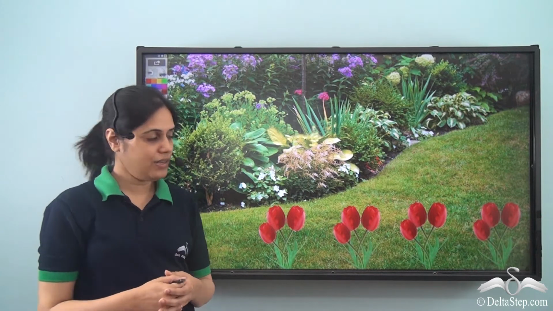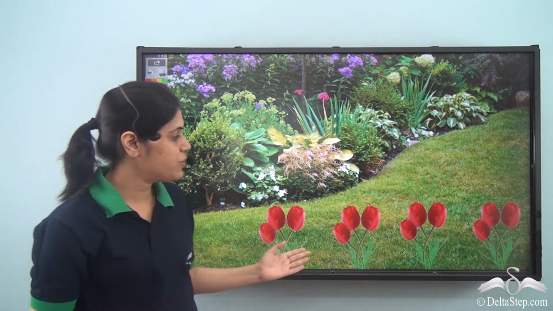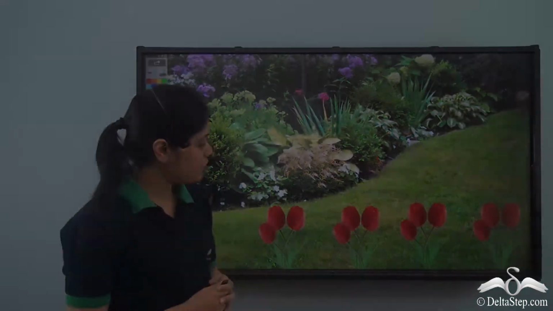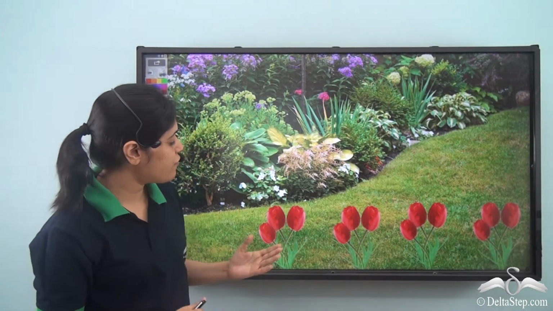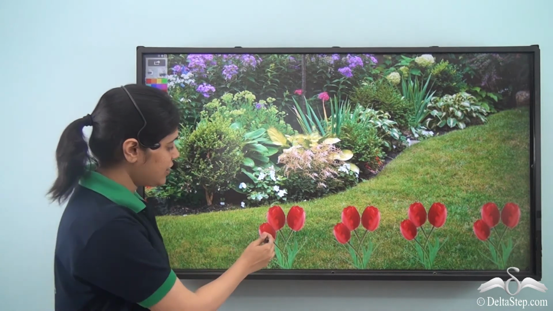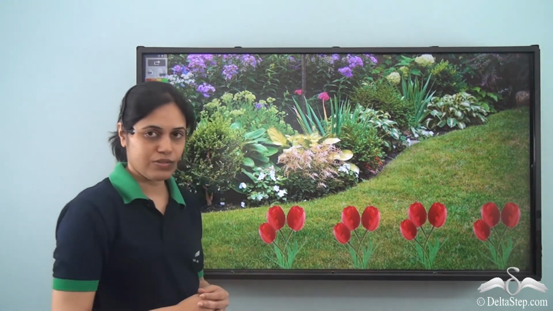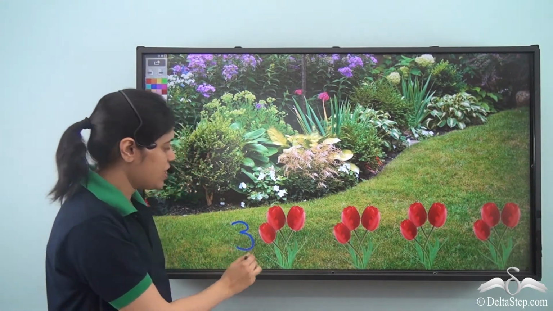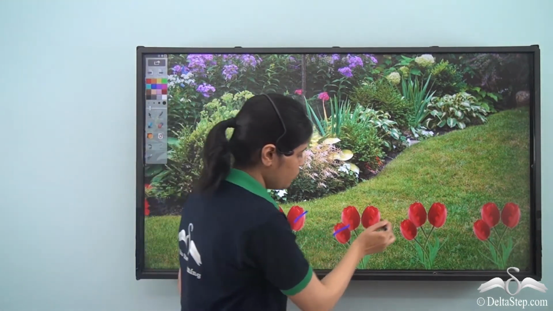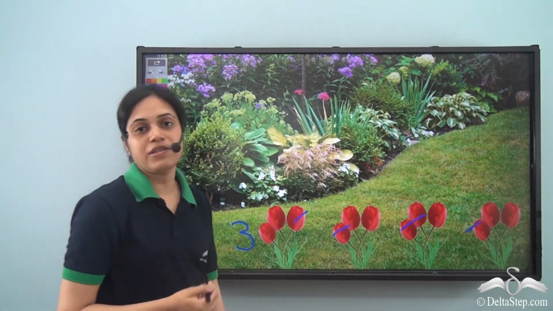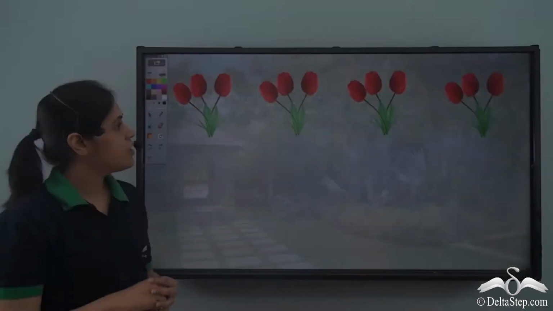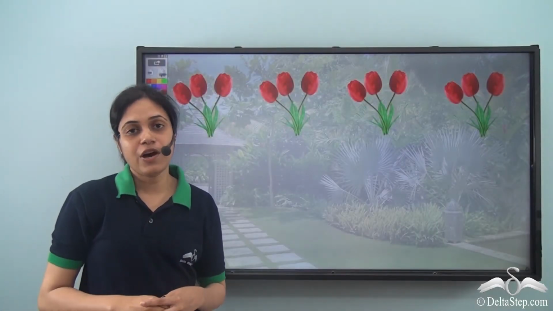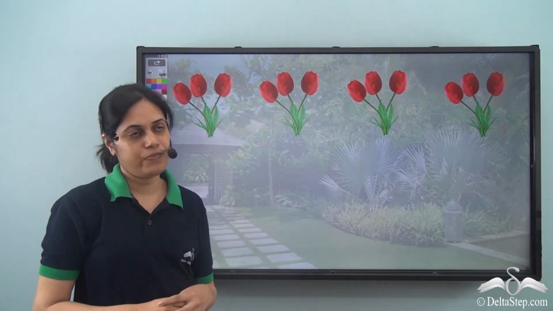Sarah went to the garden and she saw these beautiful roses. Now, as you can see, there are 4 bunches of roses, and each bunch contains 3 roses. So, each bunch has 3 roses, and there are 1, 2, 3, 4 bunches of roses. Sarah wants to find out how many roses are here.